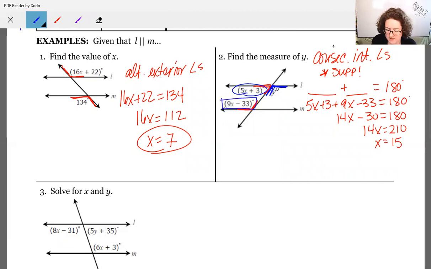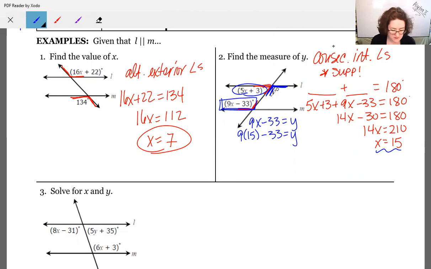What about the 9x minus 33? He's actually the alternate interior angle with y. So actually, that's probably the better one to use. I could use either one as long as I set it up correctly. So I'm going to say that 9x minus 33 equals y. But now I know that x equals 15, so I can substitute that in. So 9 times 15 minus 33 is going to give me my measure for angle y.